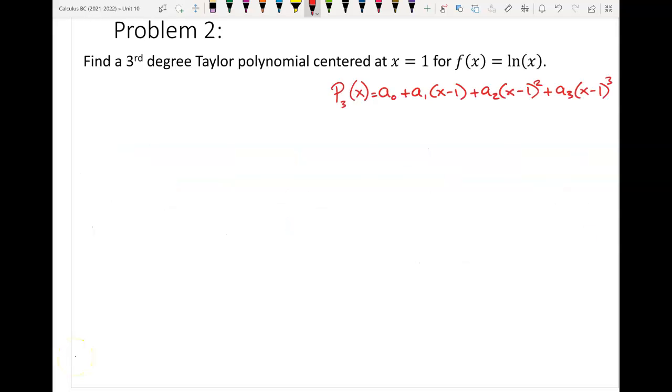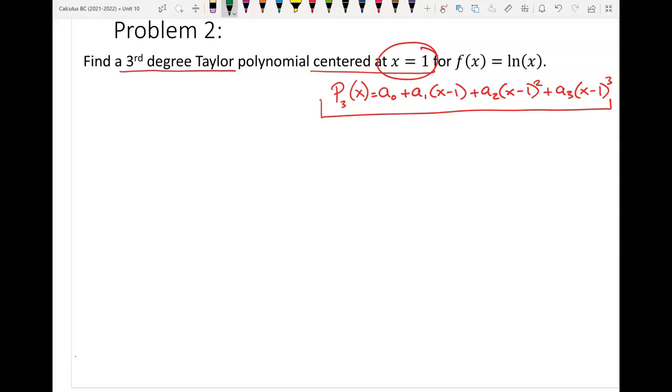All right, hello everybody. Told you that I'd go ahead and do this next problem here that we didn't get to in class. This one is asking for a third degree Taylor polynomial centered at x equals 1. And so this would be the setup that we'd have for a third degree Taylor polynomial. We want to find a sub 0, a sub 1, a sub 2, and a sub 3.